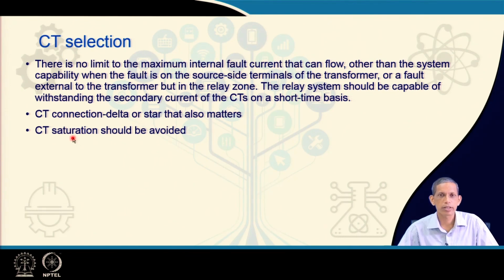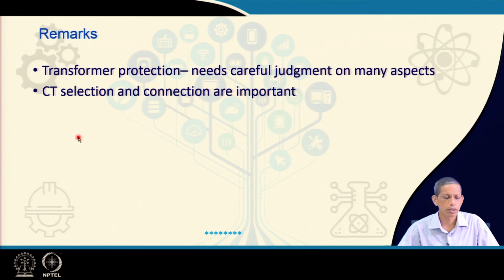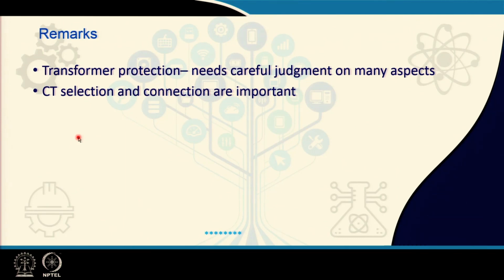The other attention point is that CT saturation should be avoided. If there is CT saturation, then during an external fault, differential current will flow, and that may create problems for the relay decision process. So, overall we see that transformer protection needs careful judgment on many aspects, including mechanical failure, thermal failure, and allied things.